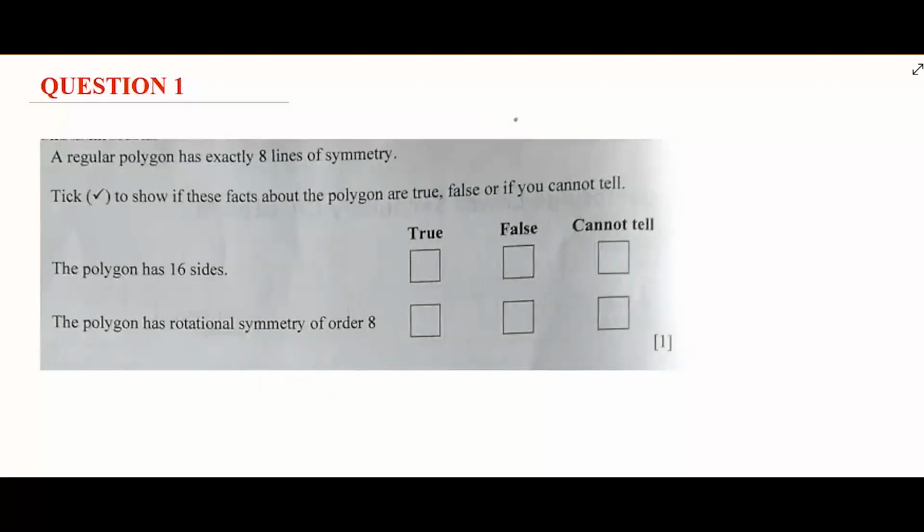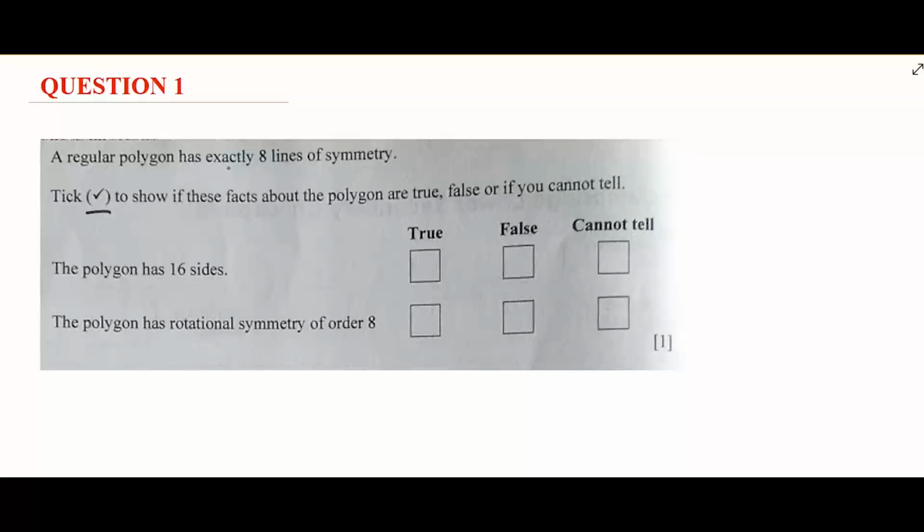Question number 1. A regular polygon has exactly 8 lines of symmetry. Tick the box to show if these facts about the polygon are true, false, or if you cannot tell. So you need to understand what a regular polygon is. A regular polygon is a shape that has equal sides and equal angles.